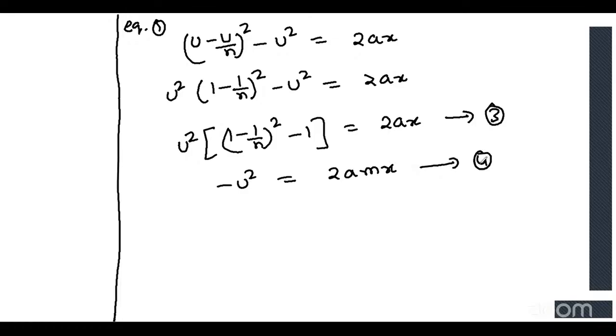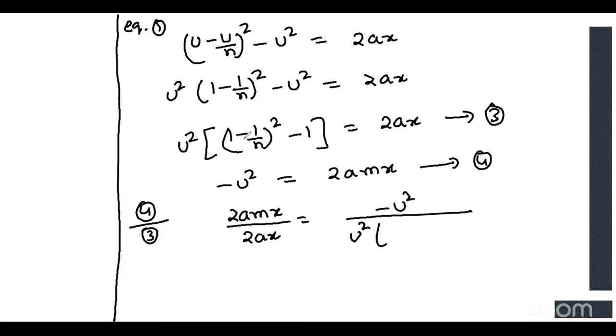What should I find? N, the number of planks. So what I will do is equation 4 by equation 3. That is 2amx by 2ax equals minus u square by u square times, I'll expand this one, 1 plus 1 by n square minus 2 by n minus 1.